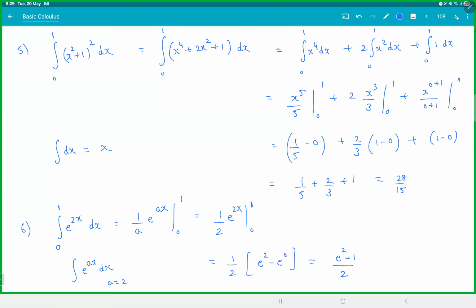You can leave the answer like that. No need to simplify it further. The most common mistake people make is writing e power 0 is 0. People do that mistake, simple thing, but be careful. Clear with this?